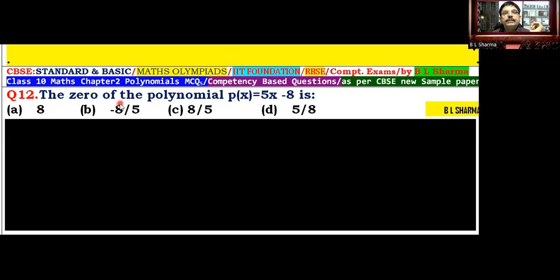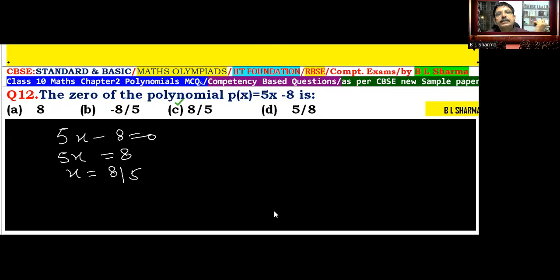The zero of the linear polynomial 5x minus 8 will be, here we put this polynomial equal to 0. That is 5x minus 8 is equal to 0. So 5x is equal to 8 and x is equal to 8 upon 5. Therefore, C is the correct option.